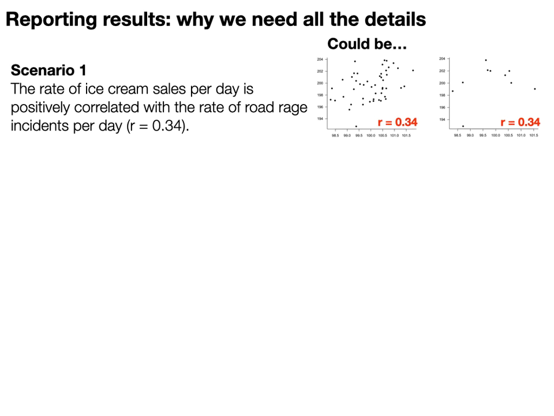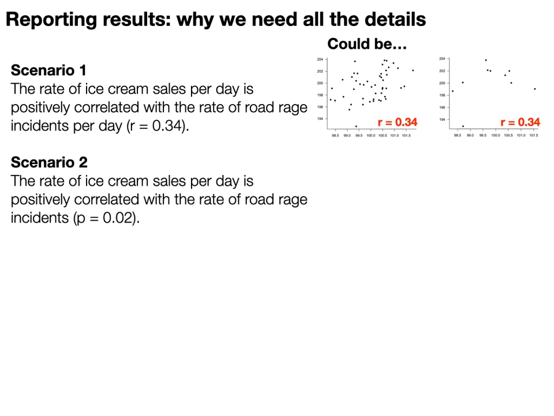It could mean something like the graph on the left. It could mean something like the graph on the right. Only one of these two graphs is statistically significant.